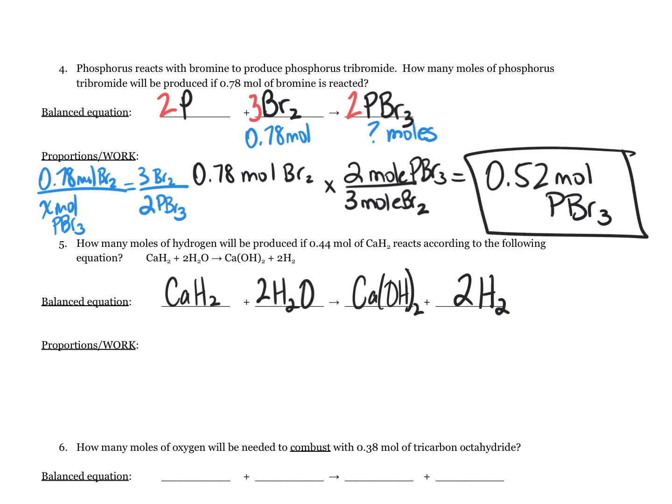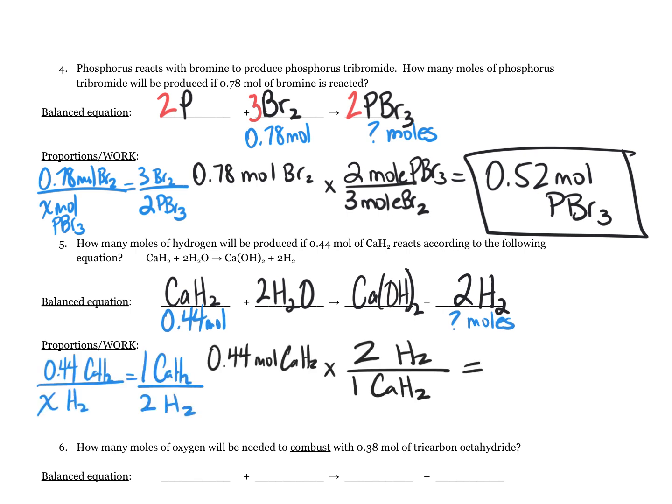On the next problem, it gives me the balanced chemical reaction, so I went ahead and wrote that out. I'm going to identify what I'm given. I'm given 0.44 moles of calcium hydride, so 0.044. And I want to know how many moles of hydrogen are going to be produced.